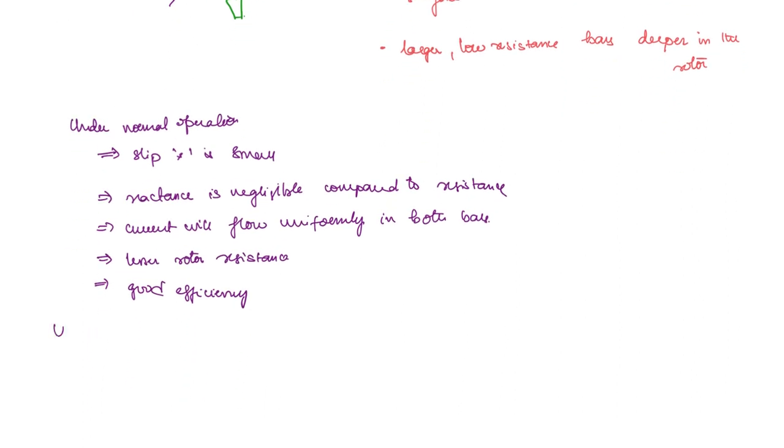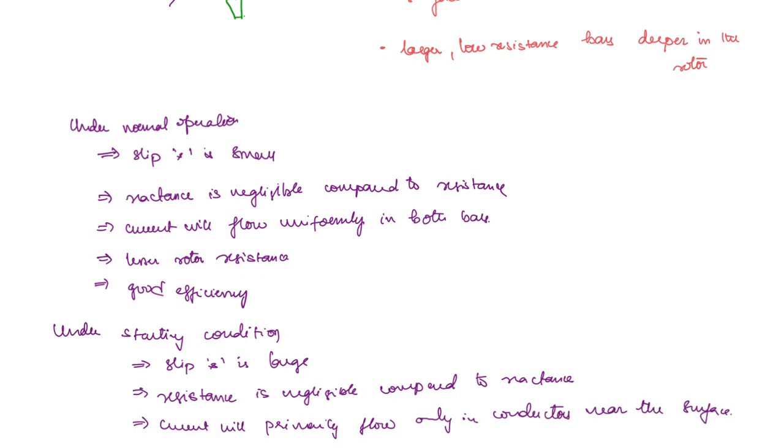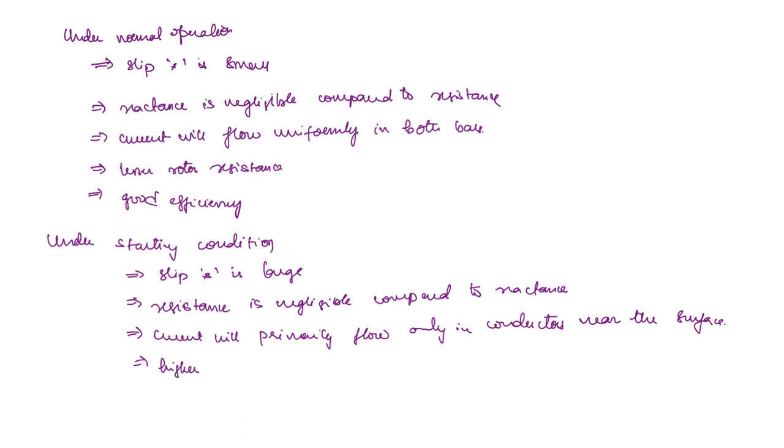Whereas under starting condition, slip is large. Here resistance becomes negligible compared to reactance. This implies that current will primarily flow only in conductors near the surface, and further these conductors are small, so still higher resistance is offered. Okay, so that means you are going to get higher rotor resistance, which will result in a higher starting torque.